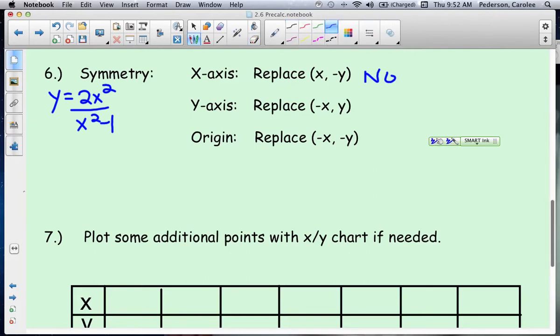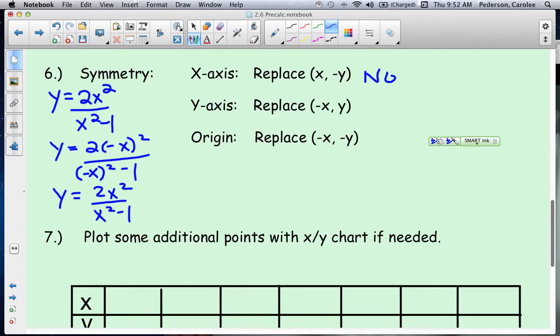Then we'll test for y-axis symmetry. Replace the x with negative x in the function. Reduce it down. Do we get the original function back? Yes. Then, look back, we just did the replace the x, so now I'll just replace the y. Do we get the original function back? No. So we have one symmetry. That will help us later.